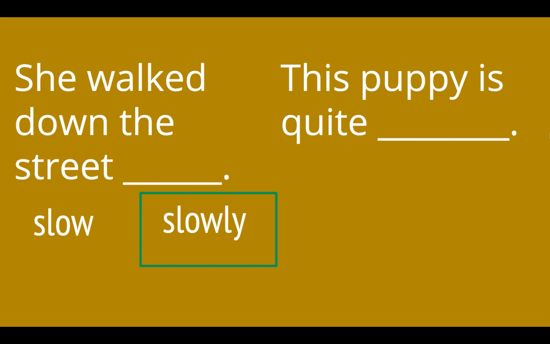Now this one, the puppy is quite blank. The puppy is quite softly or soft. Well, what are we modifying? Are we talking more about the word quite, or are we trying to modify the puppy? Right, we're trying to modify the puppy, and the puppy is a verb or a noun? Good, a noun. Therefore, which one is it?